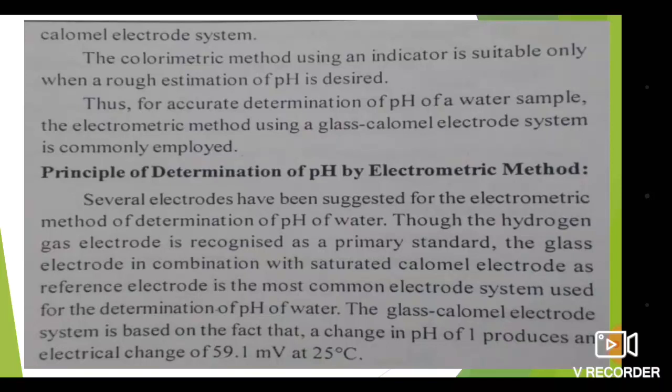The glass calomel electrode system is based on the fact that a change in pH of one produces an electrical change of about 59.1 millivolt at 25 degrees Celsius. So a change of one pH results in a change in electrical charge of about 59.1 millivolt at 25 degrees Celsius.